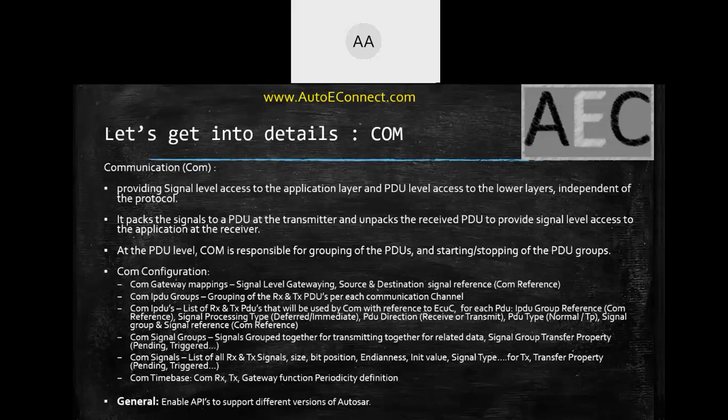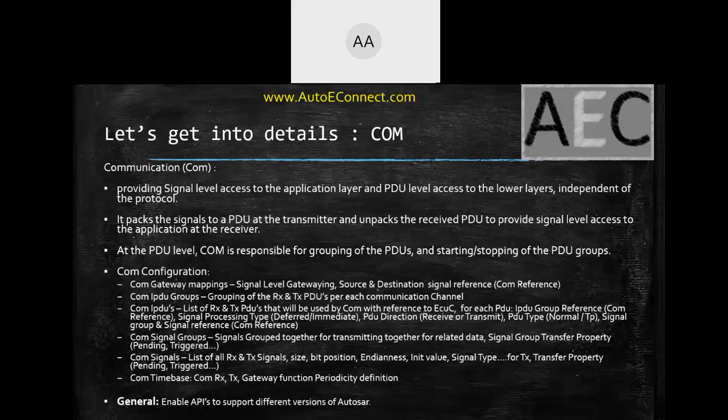We discussed the signal groups, and then we also discussed the signals. Here the signals will again have RX and TX signals. For each signal, the parameters are the size of that respective signal, and the bit position inside that PDU, where this particular signal starts. And then the endianness, little endian or big endian, so what format it should follow. Then the init value of the signal, and the signal type, whether it is UINT, so the data type of that.